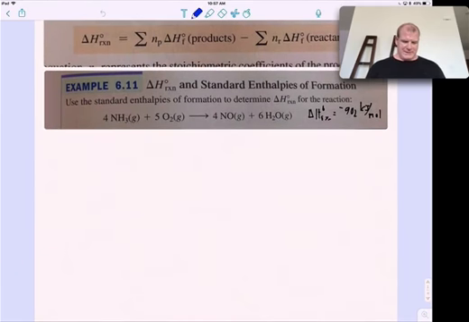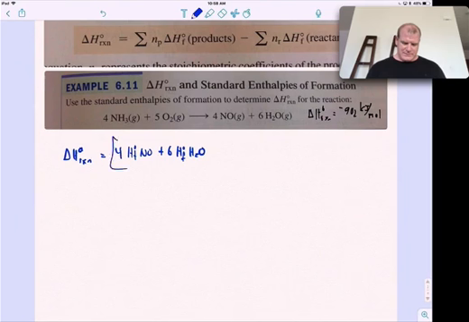But okay, let's talk about this reaction. So what is the delta H for this reaction? It's the delta H0 of the reaction, RxN is reaction. It's going to be 4 times the heat of formation of NO plus 6 times the heat of formation of water, minus 4 times the heat of formation of ammonia plus 5 times the heat of formation of oxygen.